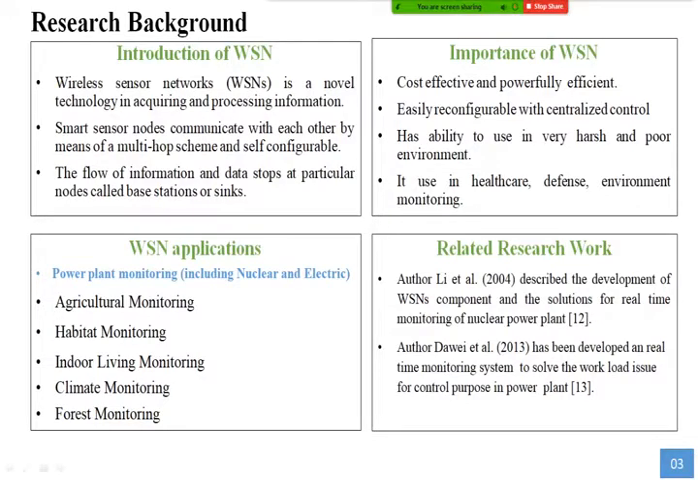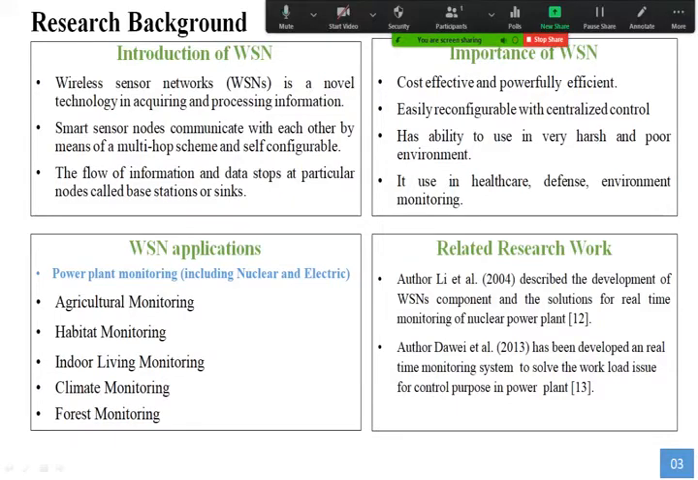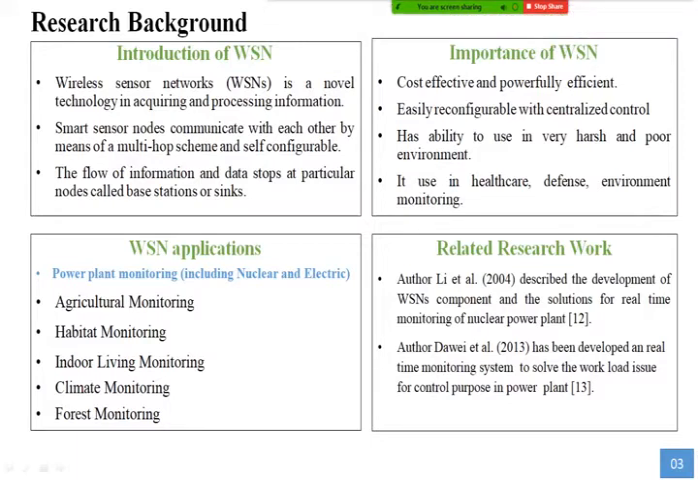Here are the application outlines. We have outlined the following applications: power plant monitoring system, agriculture monitoring, habitat monitoring, indoor living monitoring, climate monitoring, and forest monitoring. We have sorted out these 2 literature review works we found through the literature search.